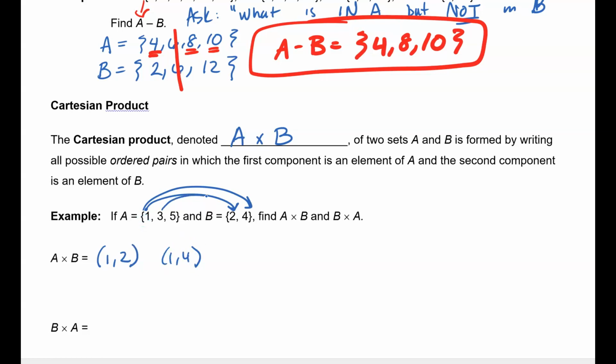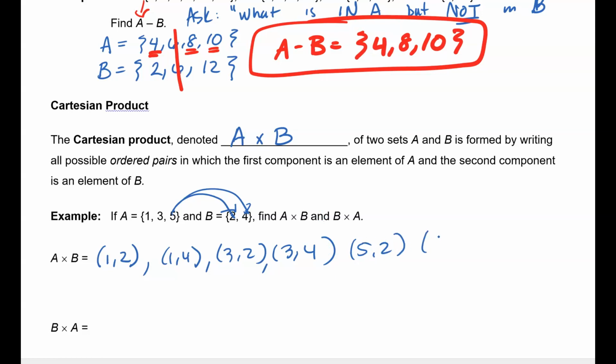And then we do 3, 2, 3, 4. I could put commas between these. And then we do 5, 2, 5, 4. So the Cartesian product, A times B, is the set of these ordered pairs. So you always write the Cartesian product with curly brackets. And again, those are on your keyboard or in the math palette.